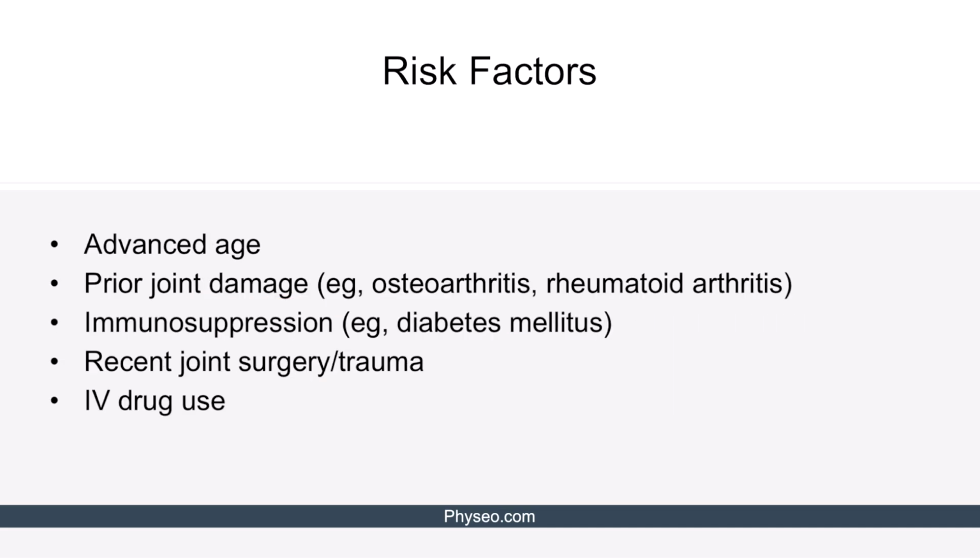There are many risk factors associated with septic arthritis. These include advanced age, prior joint damage such as osteoarthritis and rheumatoid arthritis, as well as immunosuppression, for example diabetes mellitus, recent joint surgery or trauma, and finally IV drug use.